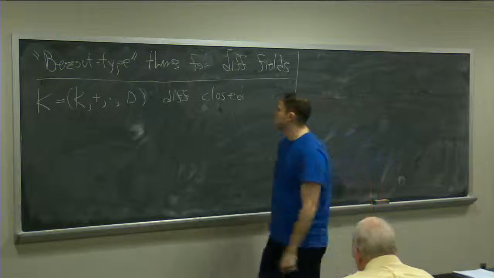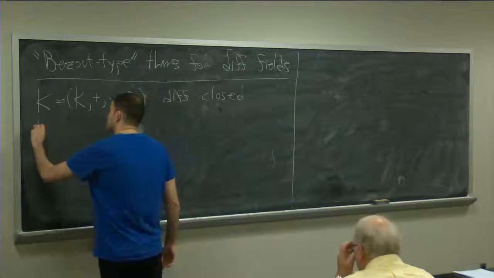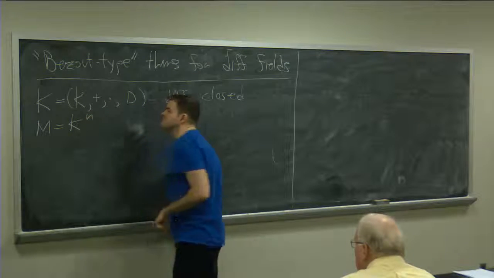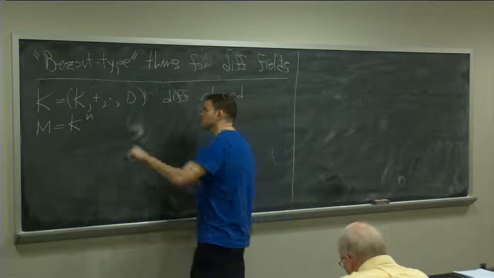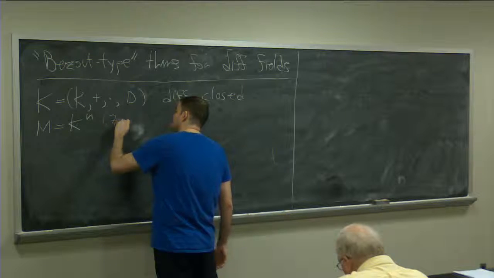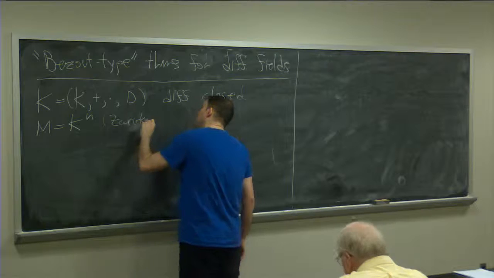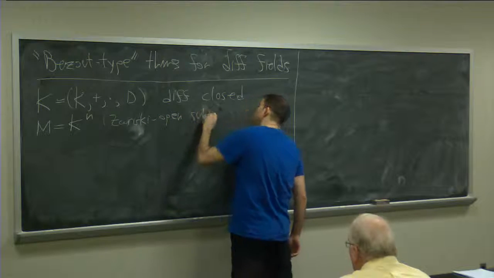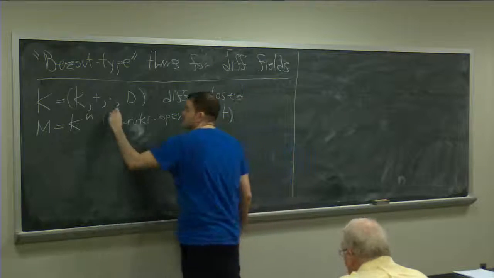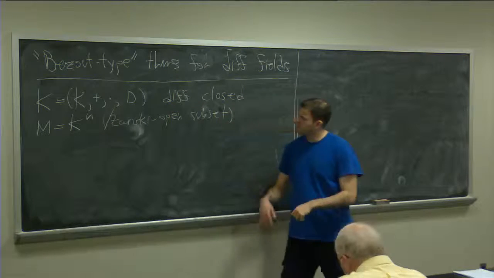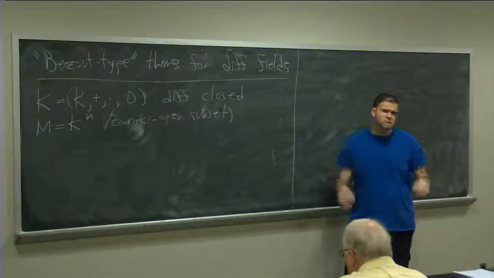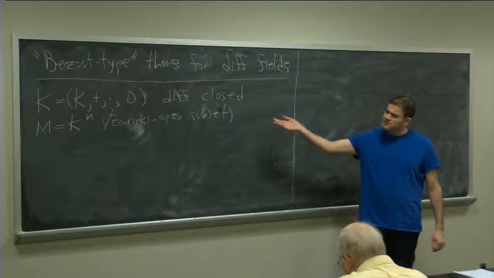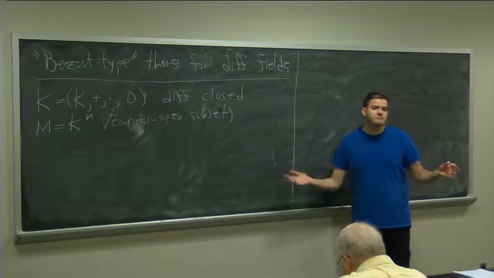I'll fix some ambient space, I'll denote it by M. For this talk it will be K to the N. So it could be maybe a Zariski open subset. This Zariski open business is not so important. It's kind of a technicality for some of the applications, but basically you can think about just affine space, K to the N.